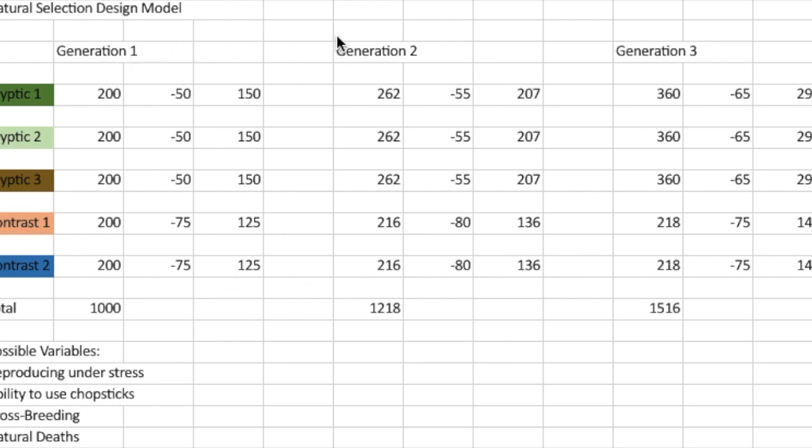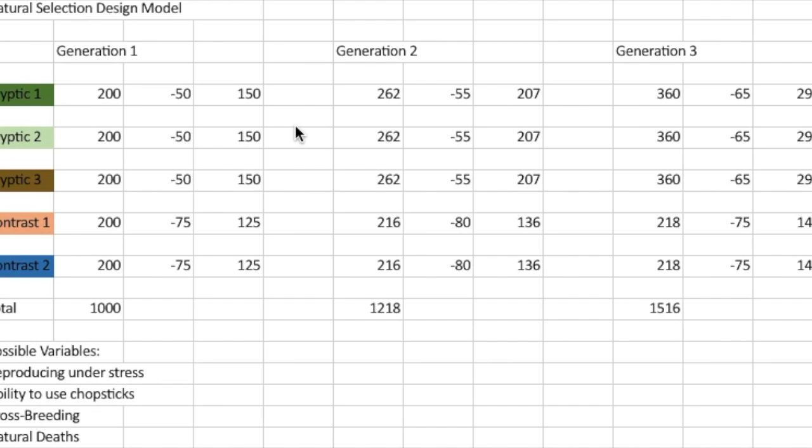Going from generation 1 to generation 2, there were a lot more variables we had to take into account. Reproducing under stress, which we decided the more stress a worm was under, the less likely they'd be able to reproduce. Crossbreeding between contrast and cryptic worms, natural deaths. So when you did reproducing under stress, we decided that the cryptic would be less stressed since they're camouflaged, less likely to be predated on.